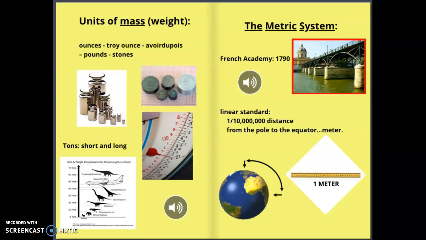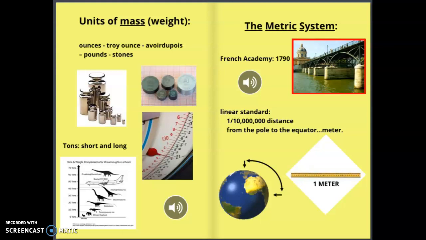When it comes to weight, it's just as complicated. There's ounces, not to be confused with the liquid ounce. There's troy ounces. We only use that when we're talking about precious metals like gold and silver. Even when we weigh ourselves, in America, we weigh ourselves in pounds. But if you ask an Englishman how much they weigh, they're going to give you their answer in stone. So, way too complicated.